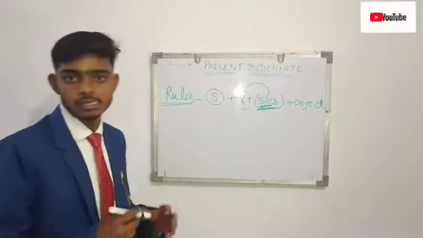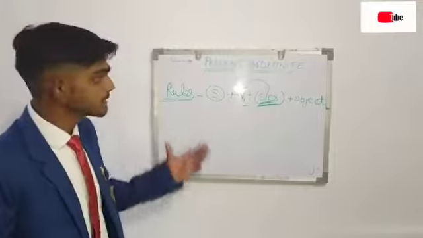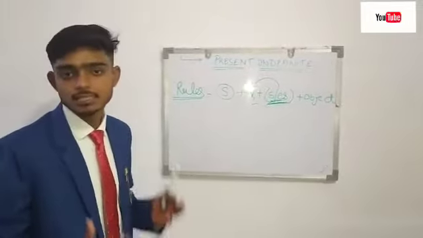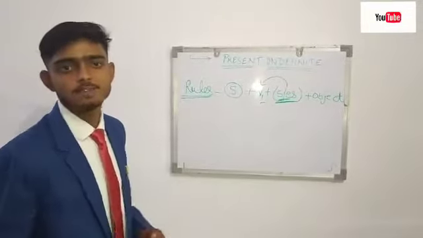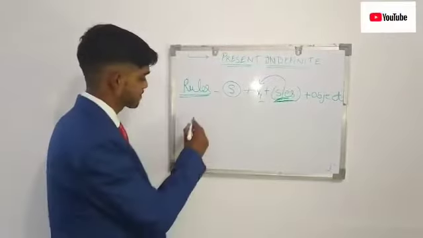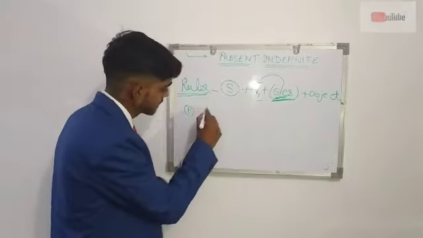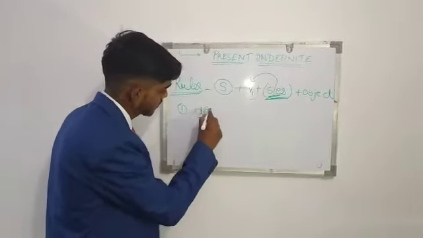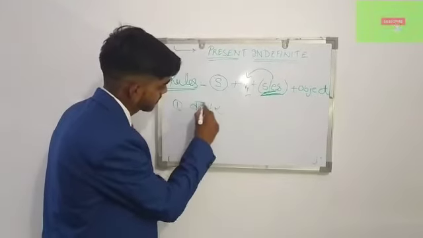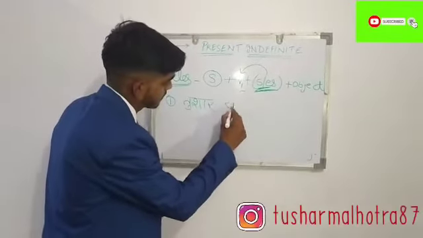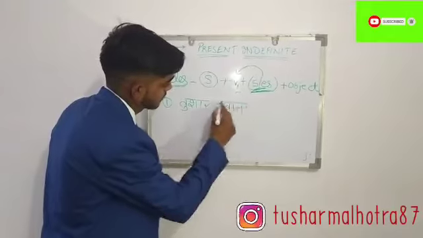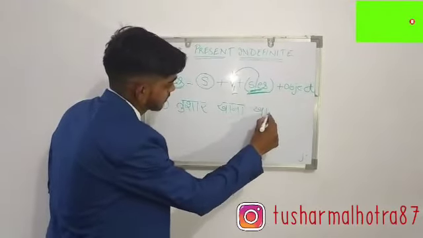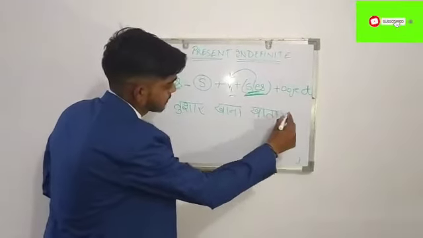So now we will take some examples and clarify what the basic rules are by which we can design the present indefinite tense in our simple sentences. So the first example is that Tushar खाना खाता है.